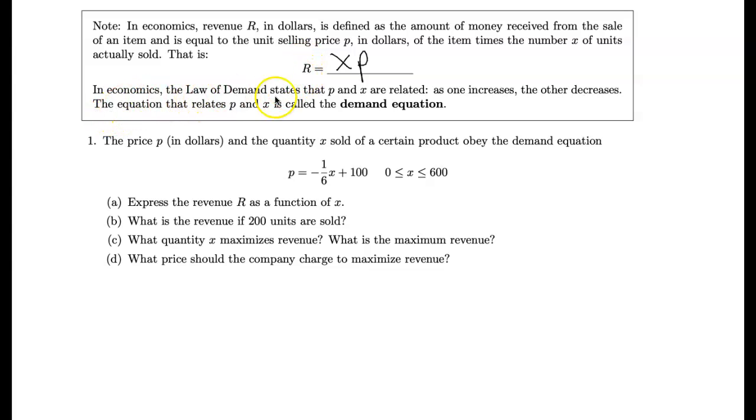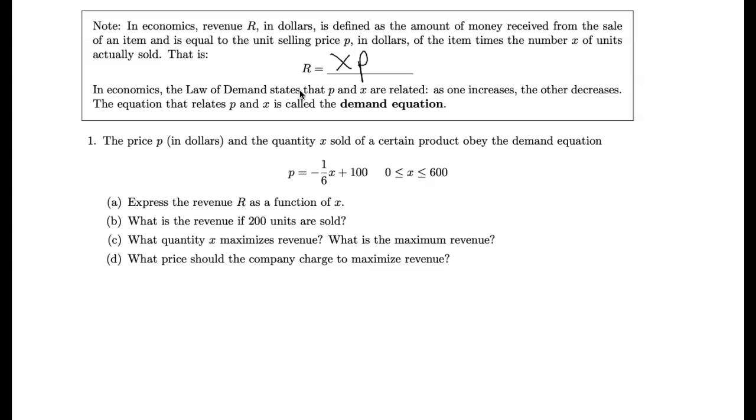In economics, the law of demand states that P and X are related, so as one increases, the other decreases. For instance, if the price of an item is increasing, the chances are the number of units being sold is going to decrease. The equation that relates P and X is called the demand equation.